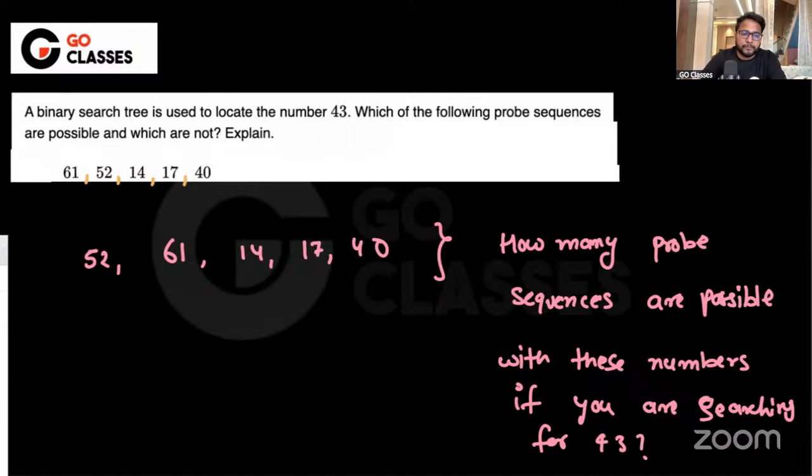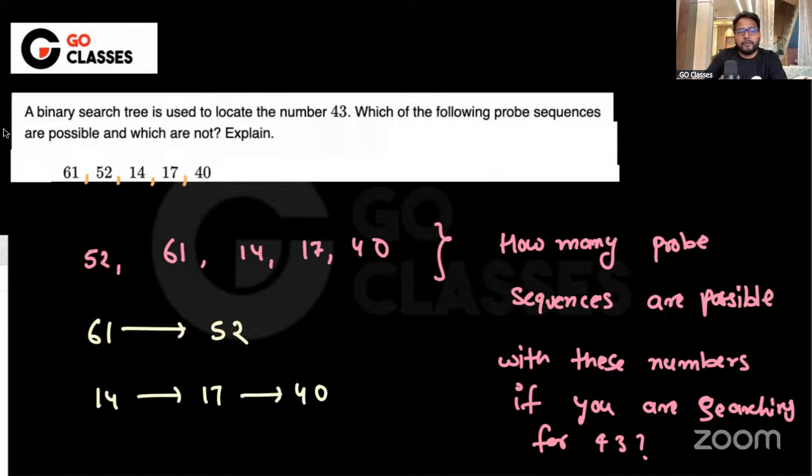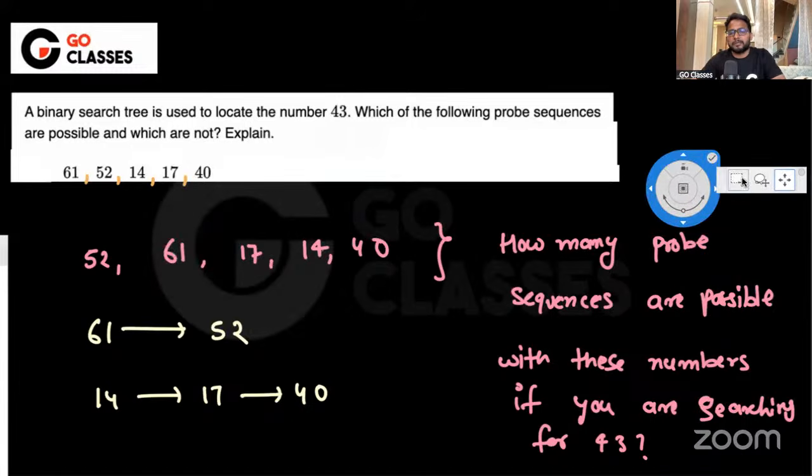Let's check. What are the numbers greater than 43? 52 and 61. So this should be in decreasing order, so 61 and 52 should be in this order. What are the numbers lesser than 43? It should be in increasing order, so 14, then 17, then 40. I'm just writing the orders. The numbers themselves are not in any order, so you could even write 17 first and then 14. They are giving you some numbers and asking how many probe sequences are possible if you're searching for 43.